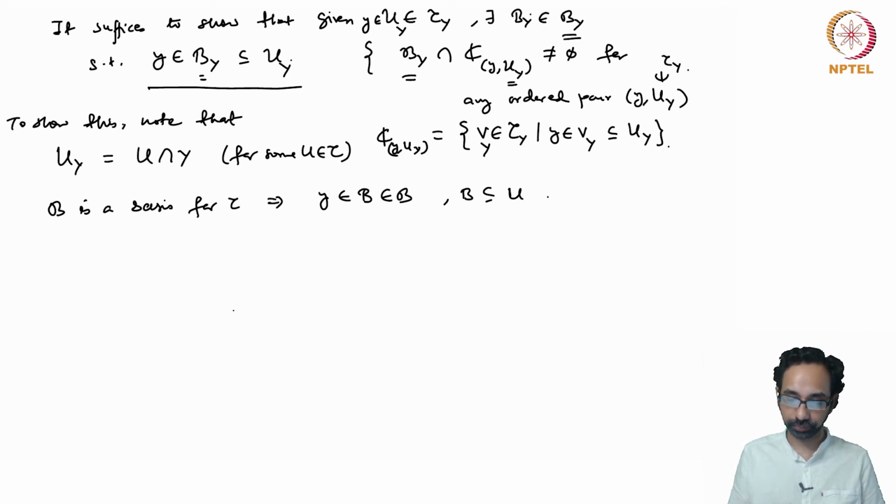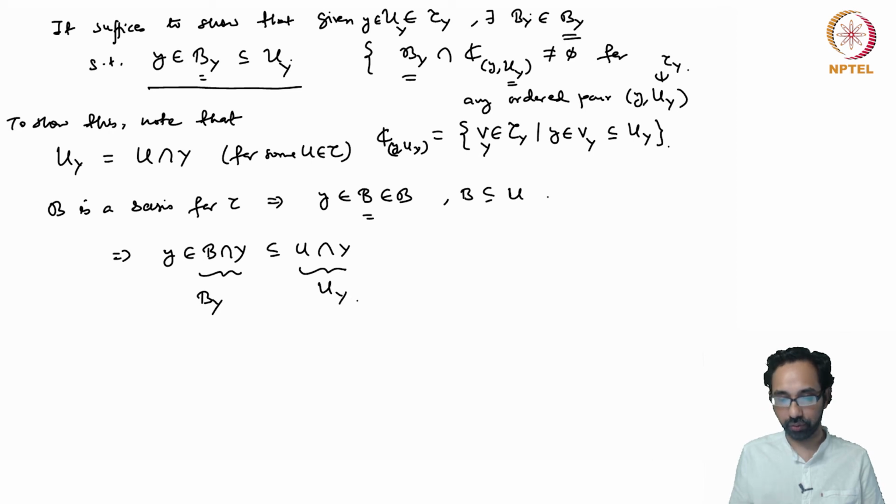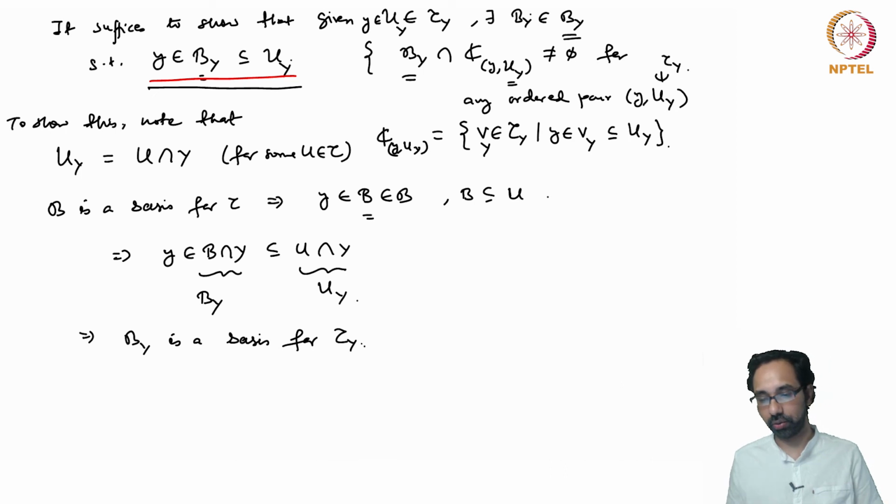Okay, so now we just take the intersection of this set B with Y, and we're done. So this means that y belongs to B intersection Y, and this is a subset of U intersection Y. And so this is our required B_Y, and of course this was our U_Y, and this is what we wanted to show. So this means that B_Y is a basis for the topology tau_Y.